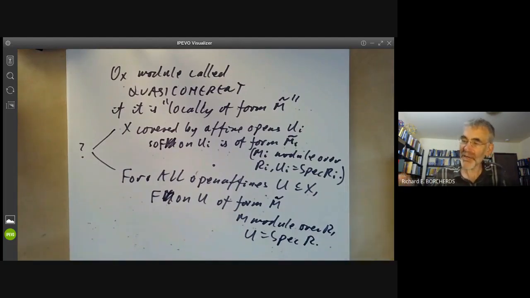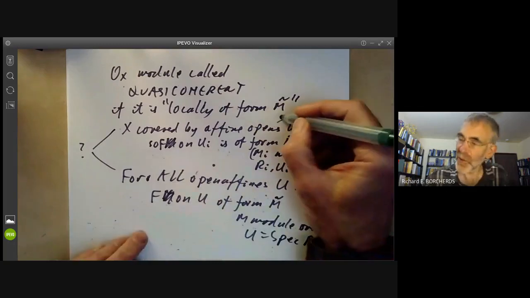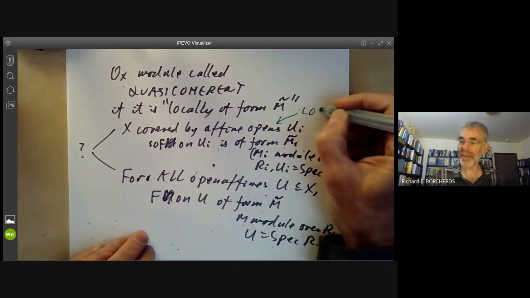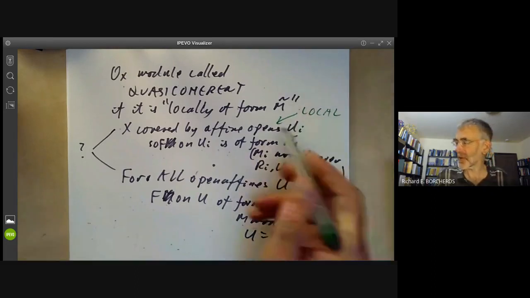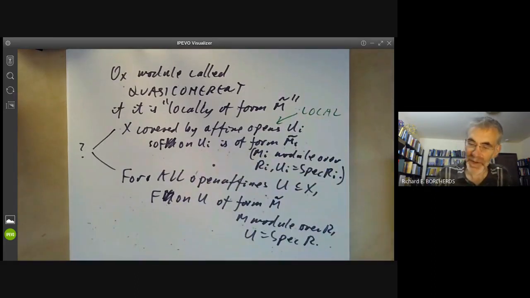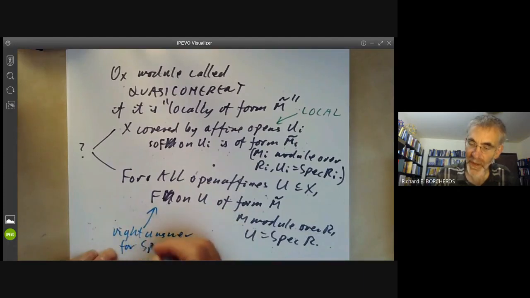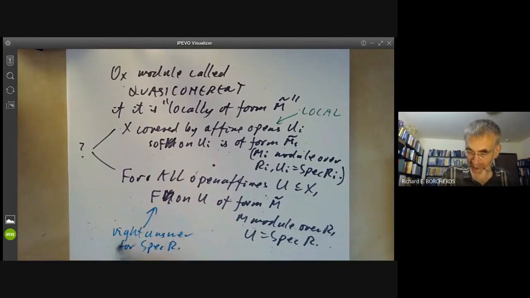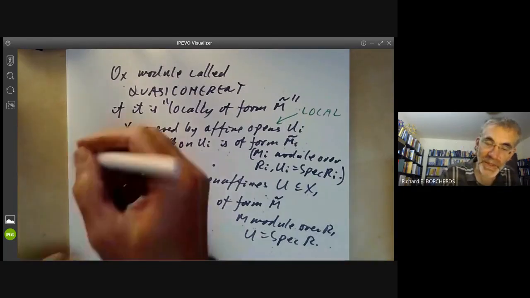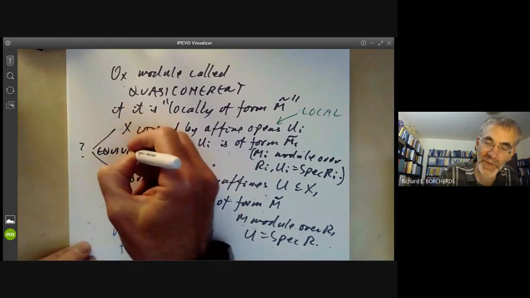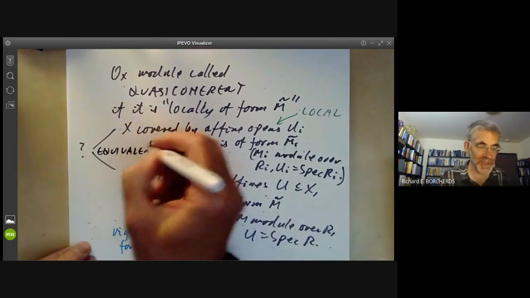So this one has the advantage that it's a local definition. So a module satisfies this condition if it satisfies it locally everywhere. This one has the advantage that it gives the right answer for the spectrum of a ring R. It means that if you've got a ring R, then the modules over the spectrum of R are essentially the same as the modules over R. Fortunately, these two conditions are equivalent, so we don't have to worry about which of them is the most important.